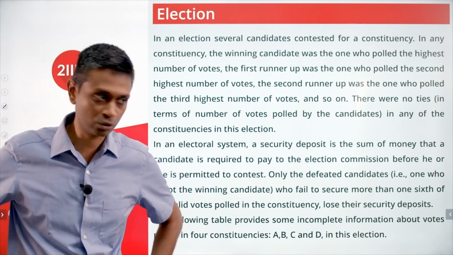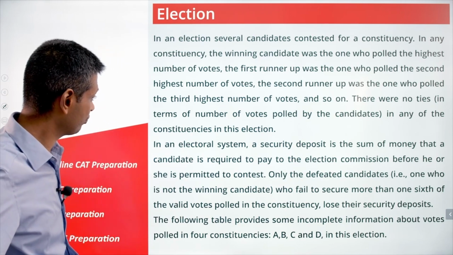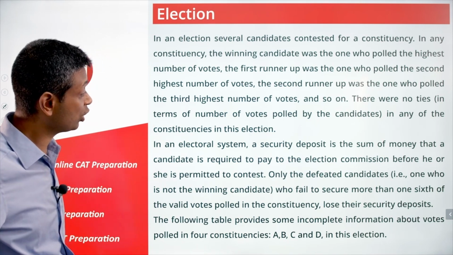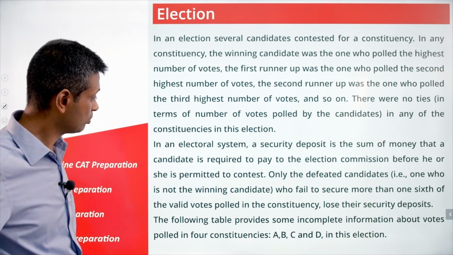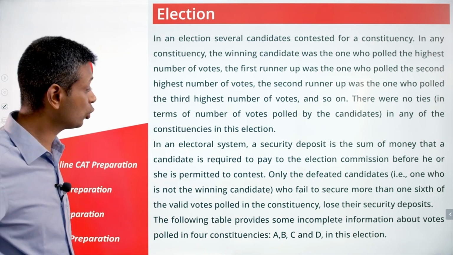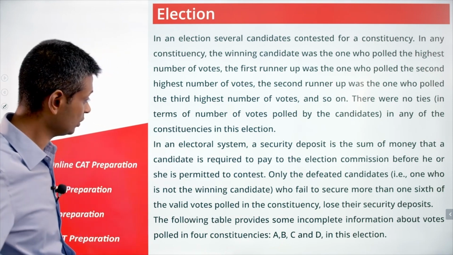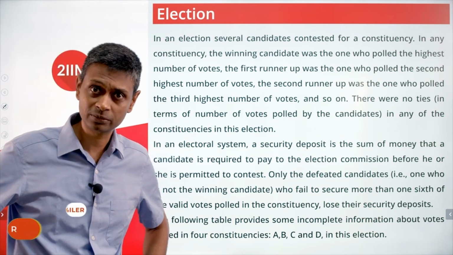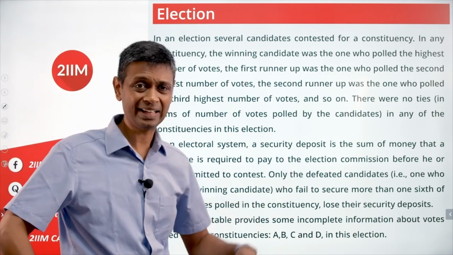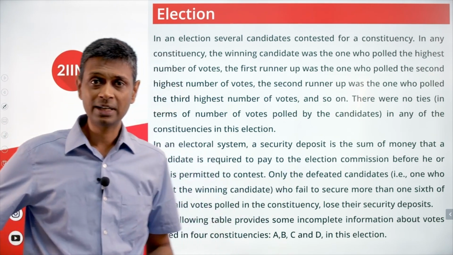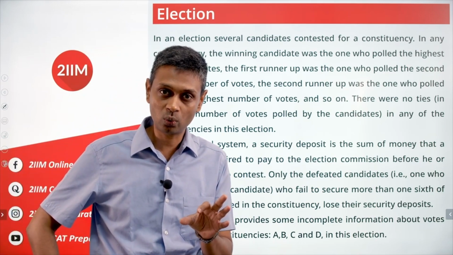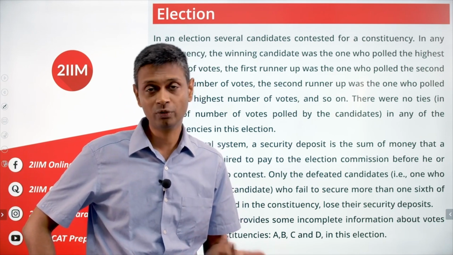This is true, and you guys should know this. Only the defeated candidates, that is, one who is not the winning candidate, who failed to secure more than 1/6 of the valid votes polled in the constituency, lose their security deposit. If you fail to secure more than 1/6, you lose your security deposit. But only the defeated candidates, so you must lose, and you must have failed to secure 1/6. So if you got less than 1/6, but you have won, then you get your deposit.